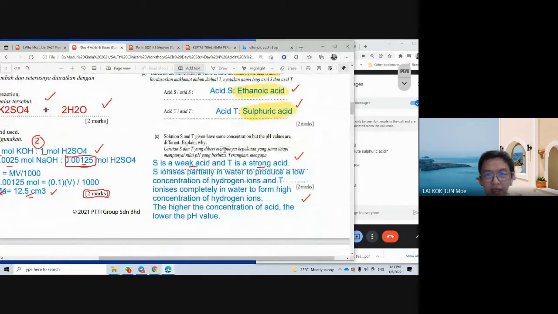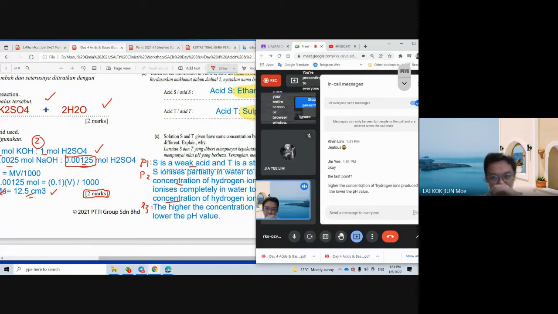Is it okay? I think it's too good. This question should be given 3 marks, because I checked the points. They got at least 3 points already here. It's a weak acid and strong acid. So point 2, they partially ionize in water to produce low. Like this one, it produces high. And then point 3, I think can give. But the question is too good. It's okay, you just follow on.